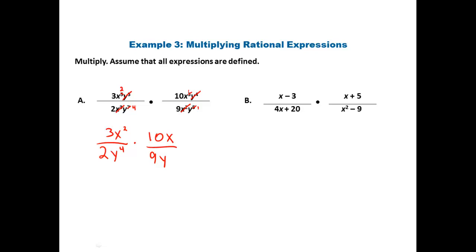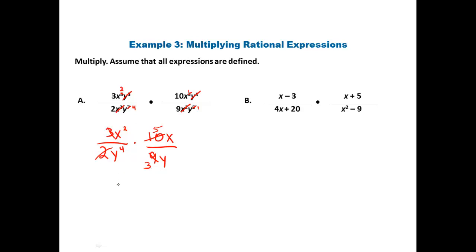Alright, so now let's see if we can simplify anything. The 2 can simplify the 10, and the 3 can simplify the 9. Okay, I think everything's simplified. Now we just multiply across.